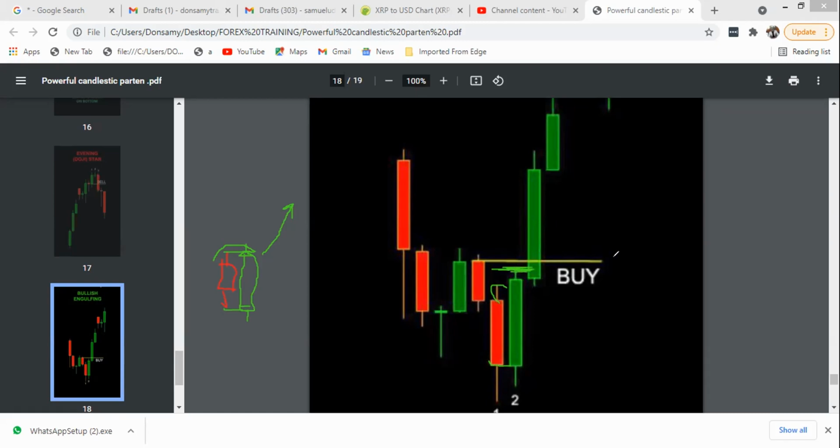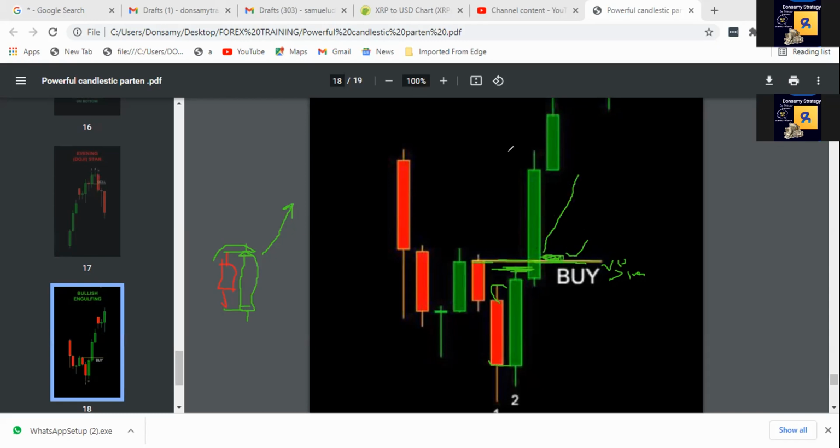it is a buy signal. But once it now crosses the closing of the previous red, which is here, it has validated the uptrend. You can take your buy from this point. Anything you buy from here, you are going to see massive profit.